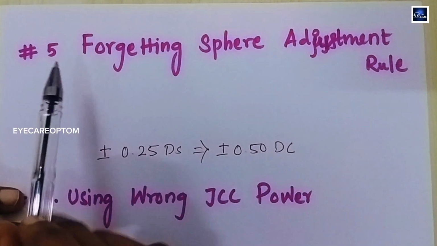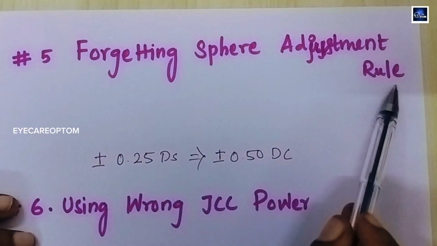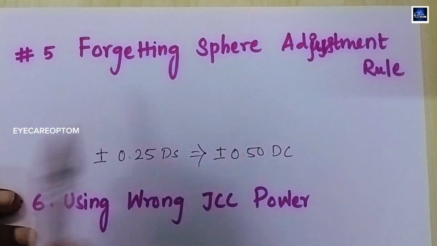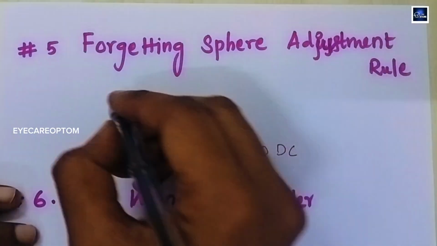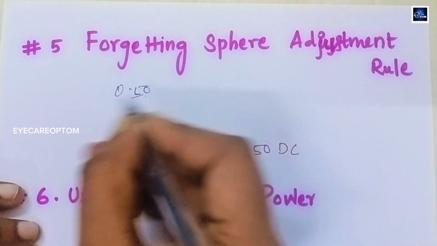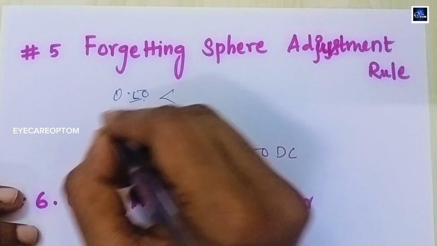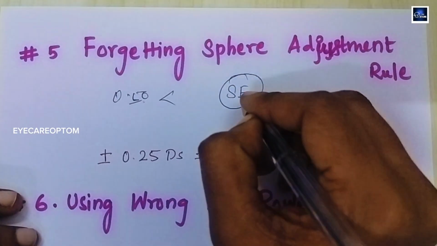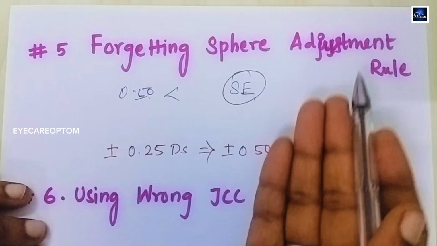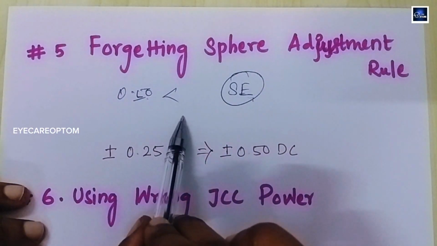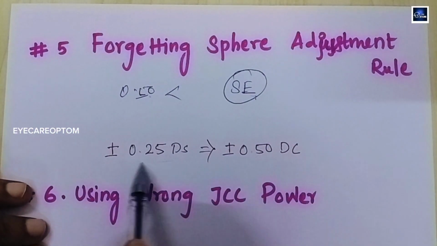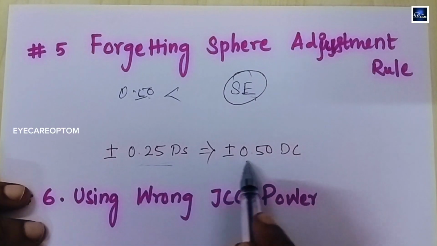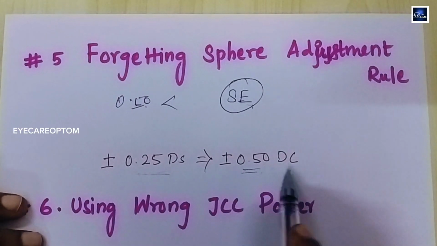And the fifth mistake, forgetting your sphere adjustment rule. Never forget to adjust your sphere when you change the cylinder by 0.5 or more. It's very important to maintain your spherical equivalent. If you miss this step, your final prescription won't be accurate. So adjust the sphere by 0.25 for every 0.5 change you make in the cylinder.